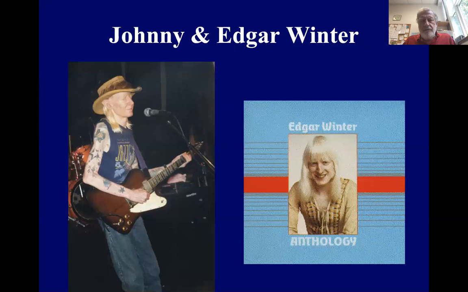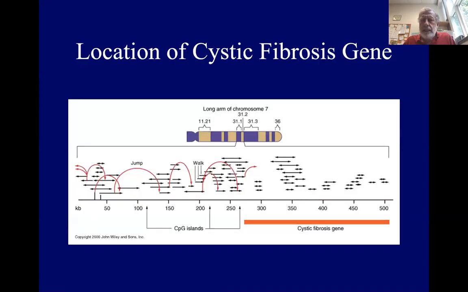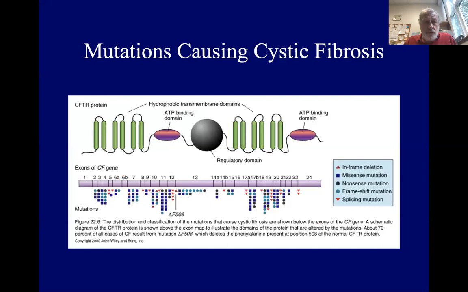So here's a pair of kind of famous musician albino brothers, Johnny and Edgar Winter. Johnny on the left there was a big blues guy, and Edgar Winter had some hit rock songs in the 1970s. So this shows you where the cystic fibrosis gene is, kind of the middle of the long arm of chromosome 7. Lots of different mutations can cause the disease.